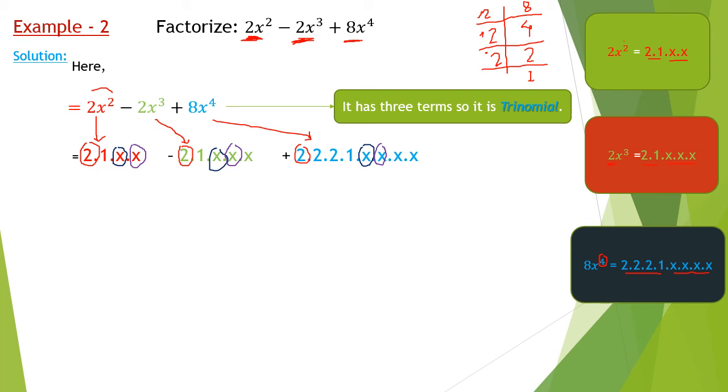We have to take common from the entire trinomial. So don't take this x as common. Okay, these are common, but only between these 2 terms, but not on the entire trinomial. It must be common on the entire trinomial.